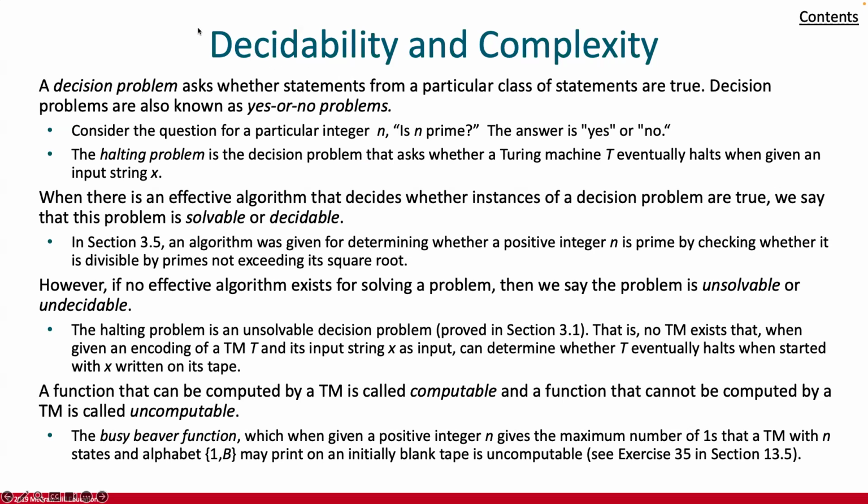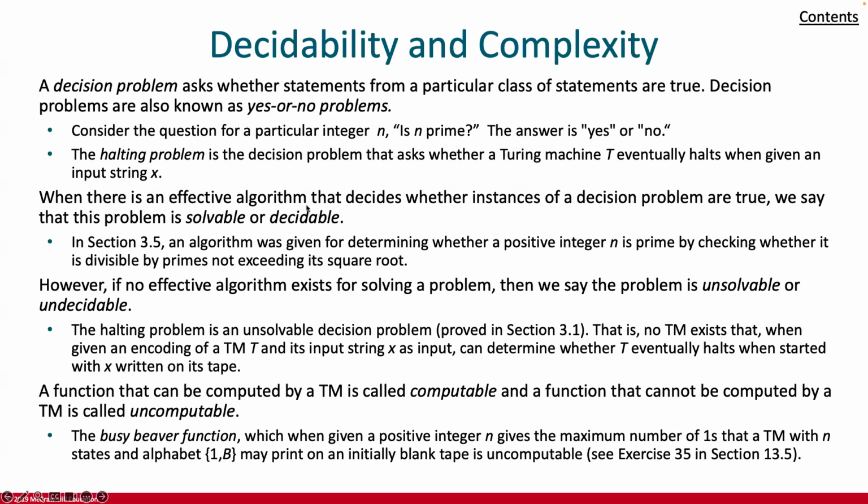We can discuss decidability and complexity. A decision problem asks whether statements from a particular class of statements are true. Decision problems are also known as yes-no problems. You can see what they talk about, giving some more information.